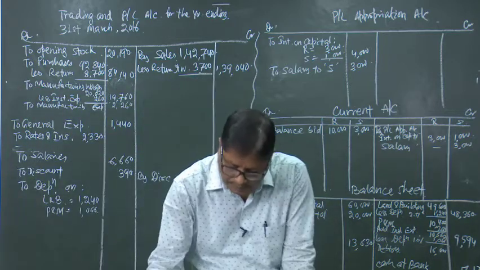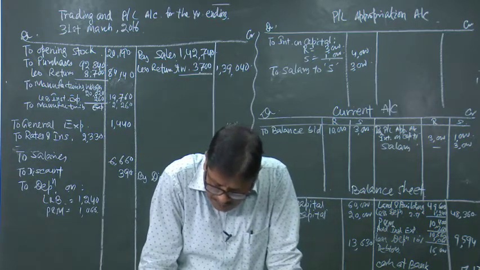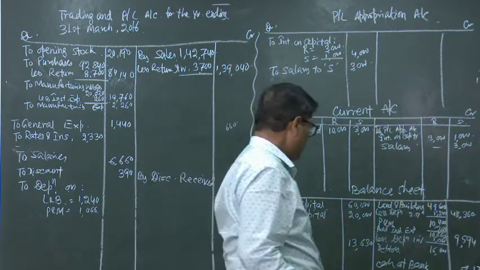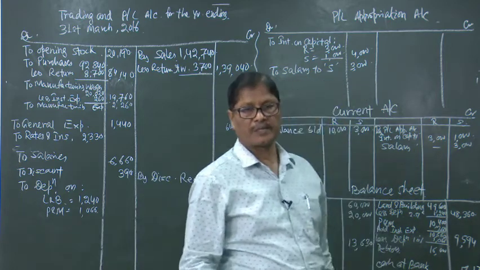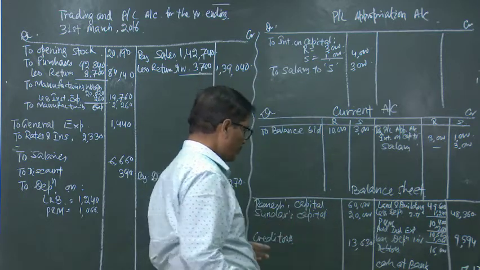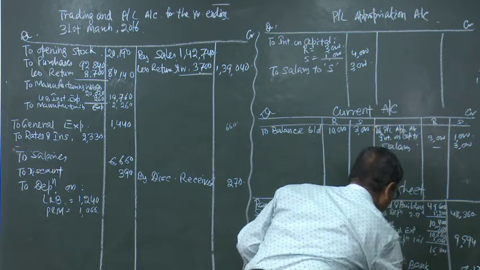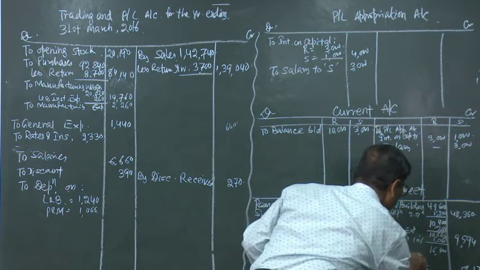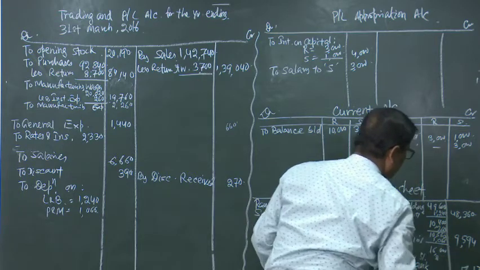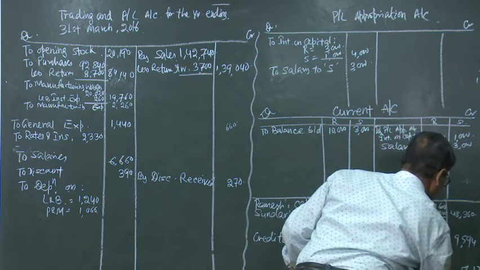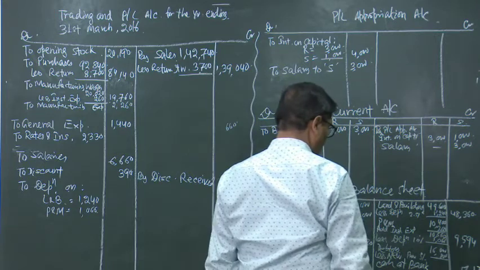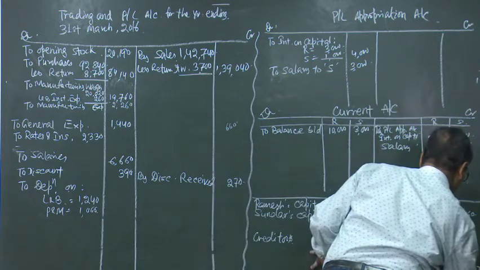Then provision for doubtful debts is to be increased to 5% on debtors. Debtors are amounting to 16,000. So, 5% of 16,000 is equal to 800. Less new provision for doubtful debts 5%, that is 800. So, in this way it will be 16,000 minus 800, that will give 15,200.